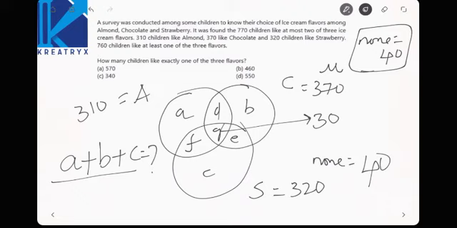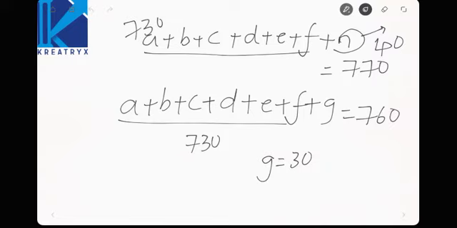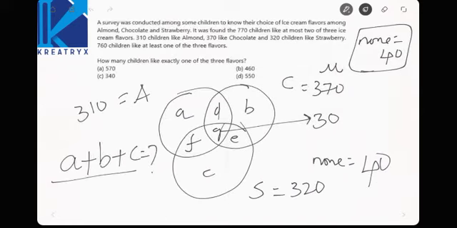See here. Can you find out the total? This total value is 760. Add N to that. N is 40. Total value is 800. Am I right? So now we can calculate the mu value from this. Mu is 800. Now how will you calculate A plus B plus C? Remove N here. The remaining value will be 760. Yes. Now the Venn diagram values total count will be equal to 760.